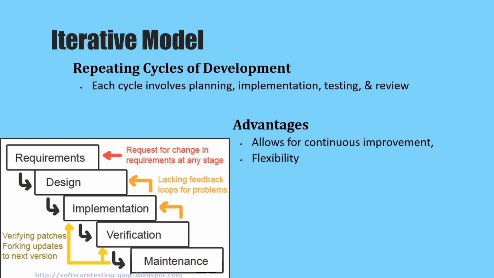Advantages: allows for continuous improvement and flexibility. The iterative nature of the model allows for continuous improvement of the software with each iteration. Feedback from the stakeholders can be incorporated into subsequent iterations, leading to a refined and optimized product. Regarding flexibility, the model offers flexibility to adapt to changing requirements and priorities. It allows for adjustments to be made based on feedback and evolving business needs.